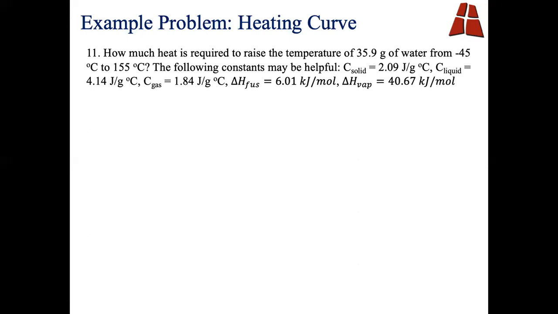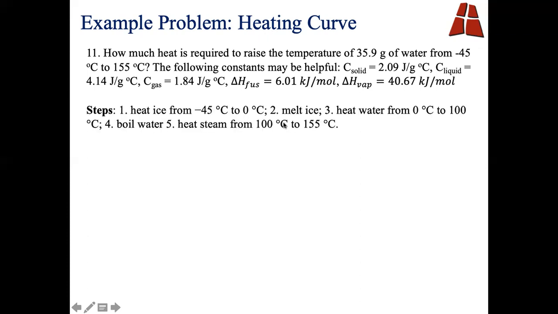If we were to start this problem, we would be assuming that our water starts as ice in its solid form at -45 degrees Celsius. Our first step is going to be to heat that ice from -45 to 0, because that is the melting point of our ice. Step 2 would then be to melt it. Step 3 would be to heat the water from 0 degrees Celsius to 100 degrees Celsius. Step 4 is boiling the water. Step 5 is then heating the steam in its gaseous state from 100 degrees Celsius to 155 degrees Celsius.